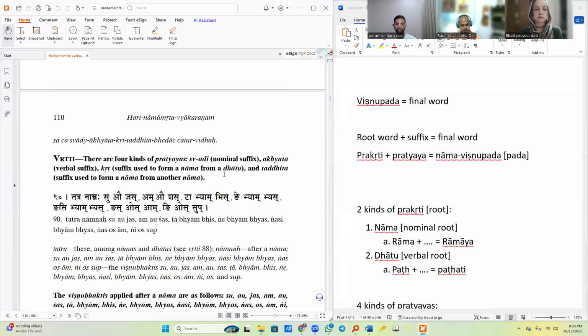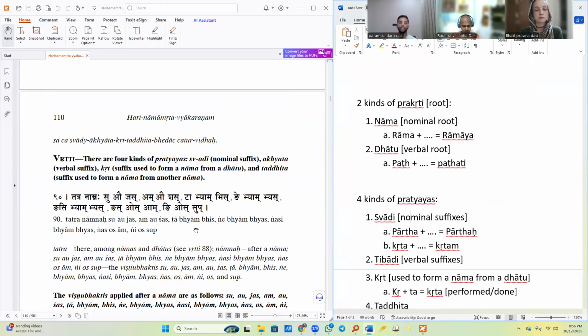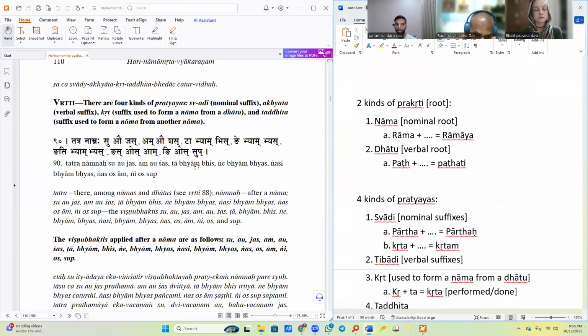Now, in this chapter 2, the Swadi Pratyayas, the nominal suffixes, are 21. We have 21 suffixes, which you have already memorized. Su, Au, Jas, Am, Au, Shas, Ta, Bhyam, Bhis, Ne, Bhyam, Bhyas, Nasi, Bhyam, Bhyas, Nas, Os, Am, Ni, Os, Sup. These are the 21 suffixes, the pratyayas, which are applied after a noun, and they are very important.